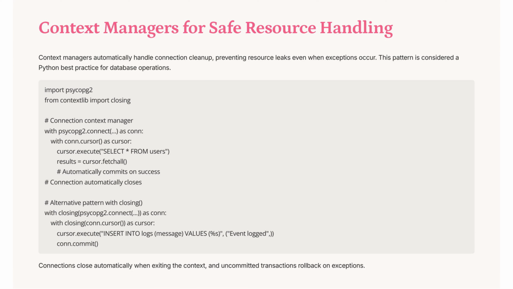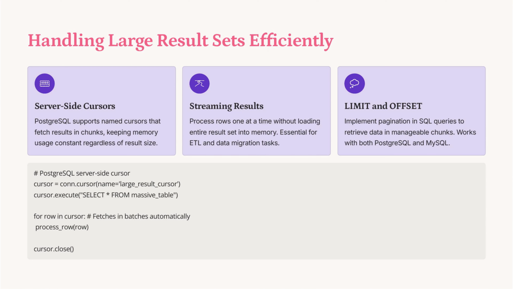Context managers in Python ensure safe resource handling by automatically managing database connections. Using with statements, connections and cursors are closed automatically, preventing leaks. This pattern commits transactions on success and rolls back on exceptions, maintaining data integrity. The closing function offers an alternative, ensuring resources are released efficiently. Handling large result sets efficiently is crucial for performance.